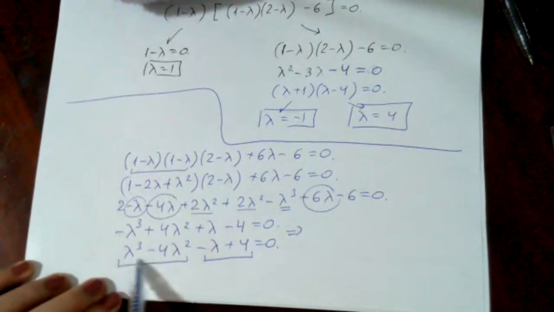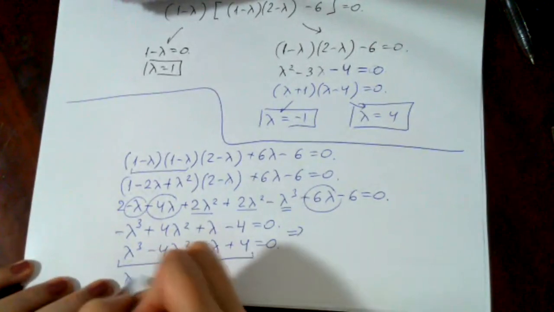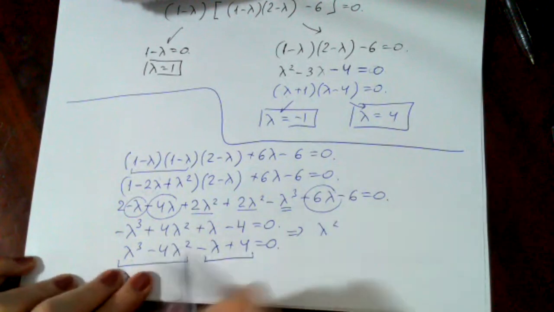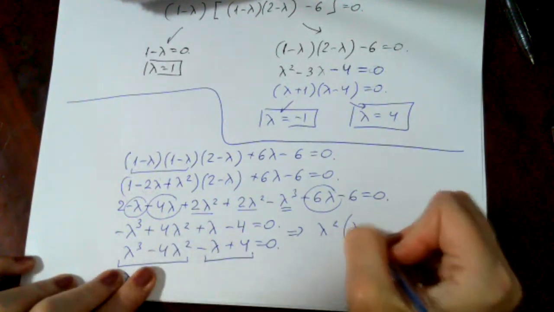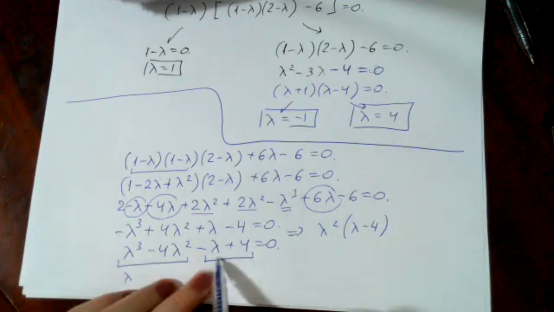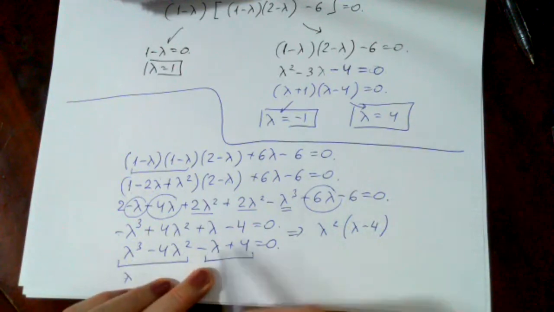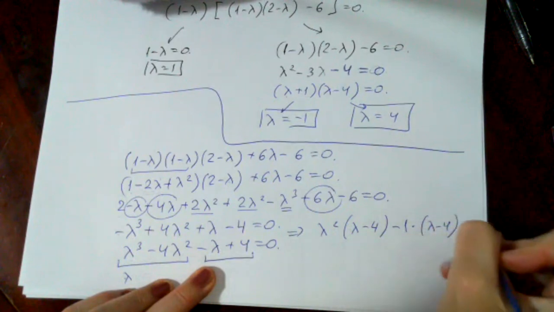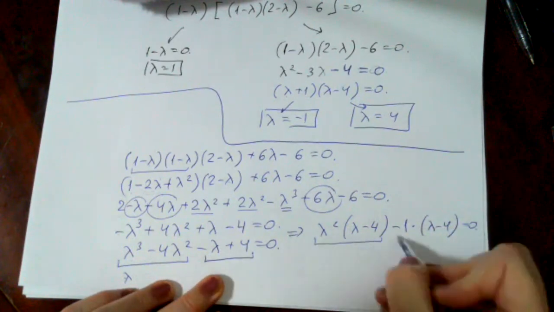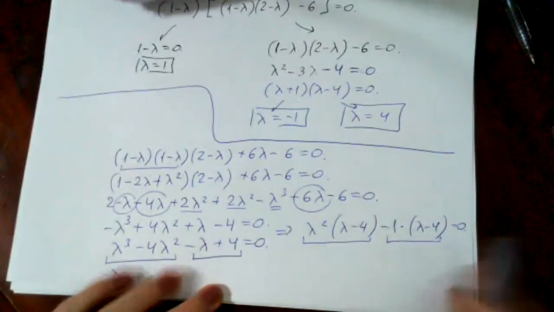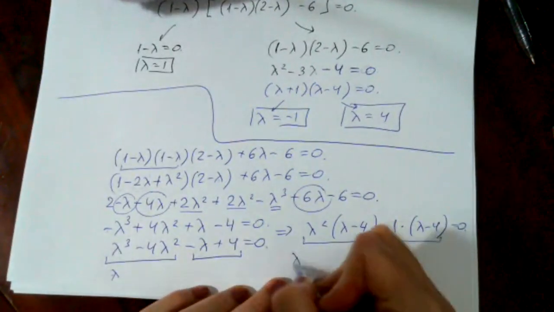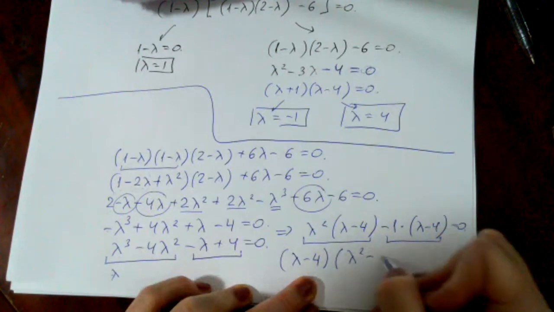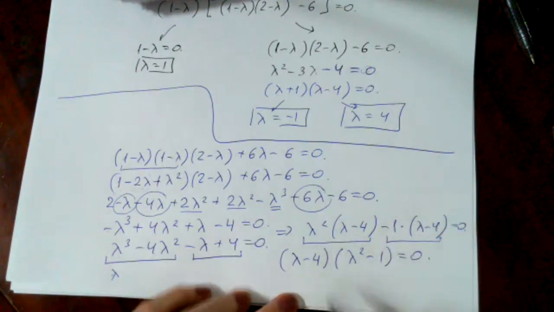So what can you do? We can pull out lambda squared from these two terms, lambda minus 4. And we can pull out minus 1 out of these two. Minus 1 times lambda minus 4. And we immediately see that we now have two terms with a common factor, lambda minus 4, which can be pulled out again. Lambda minus 4, and we will be left with lambda squared minus 1 equal to 0.